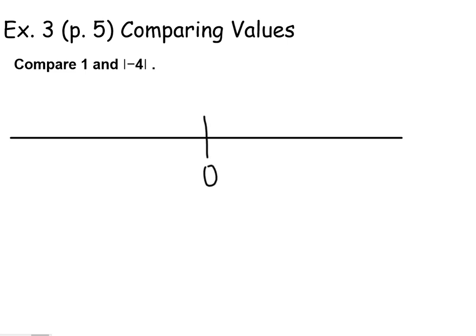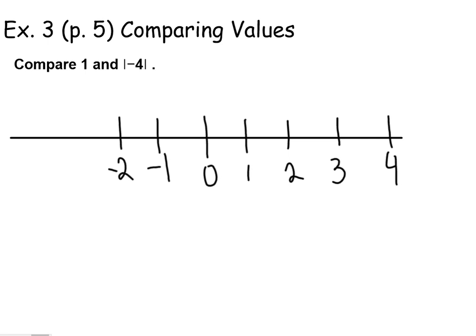Here is 0, 1, 2, 3, and 4. And to the left is -1, -2, -3, and -4. Go ahead and graph the number line. And let's go ahead and plot the point where +1 would be. +1 is to the right, so I place it there.